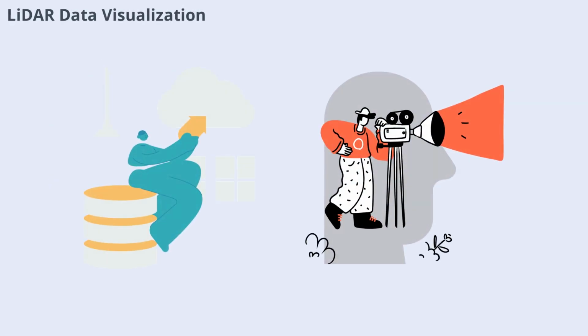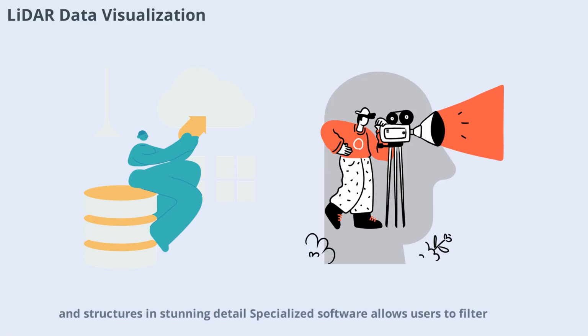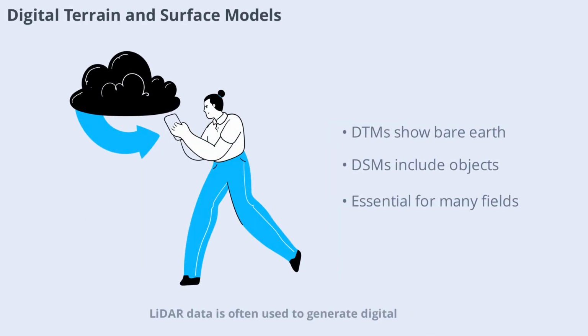Visualizing LiDAR data is a crucial step in analysis. Point clouds can be rendered in 3D, revealing terrain, vegetation, and structures in stunning detail. Specialized software allows users to filter, classify, and extract features, making it easier to interpret and utilize the data for specific purposes. LiDAR data is often used to generate digital terrain models (DTMs) and digital surface models (DSMs).